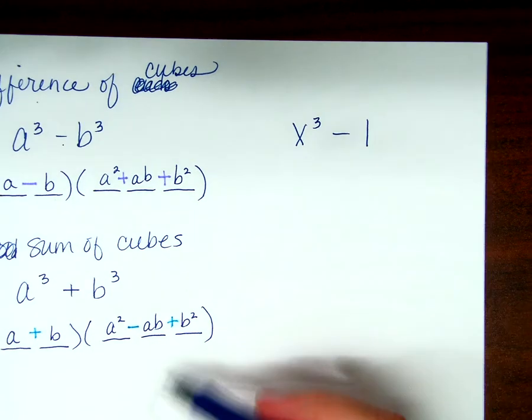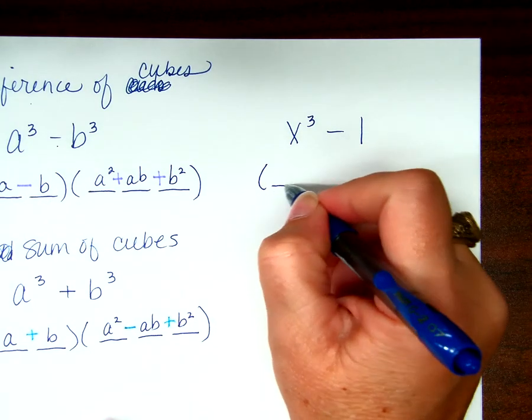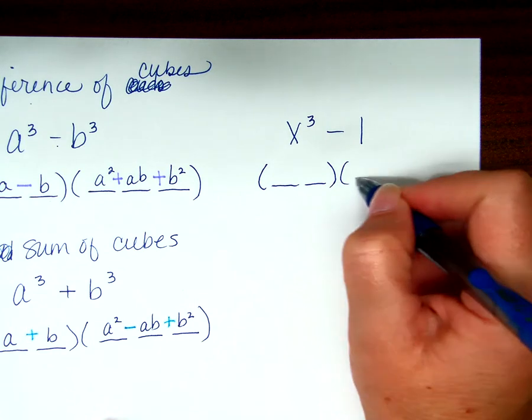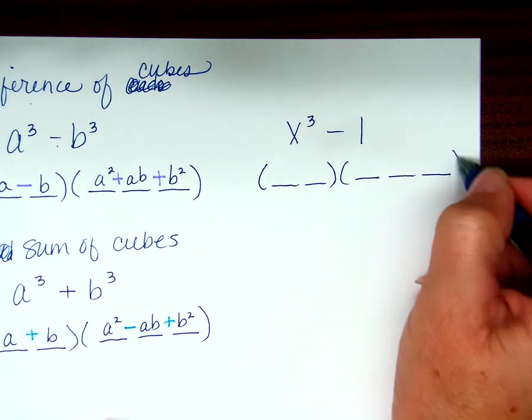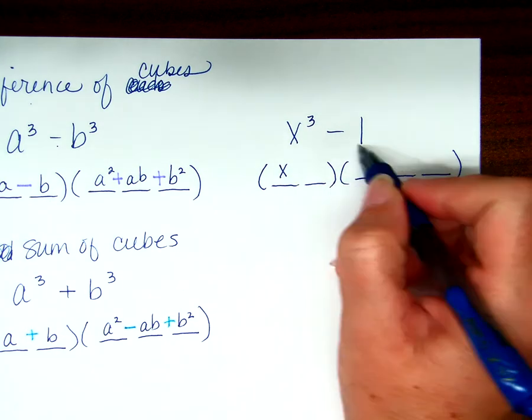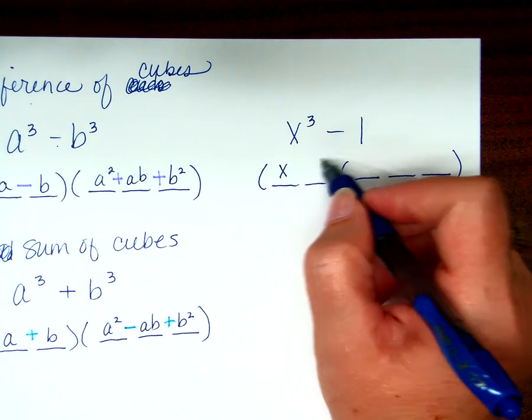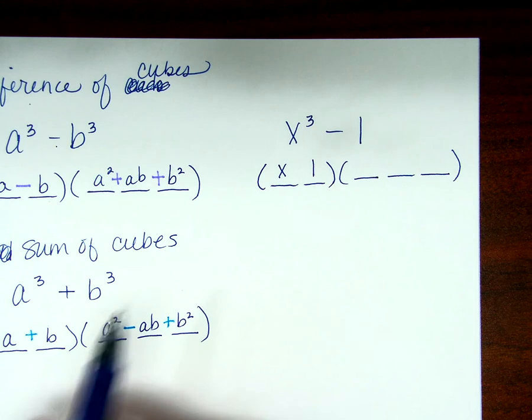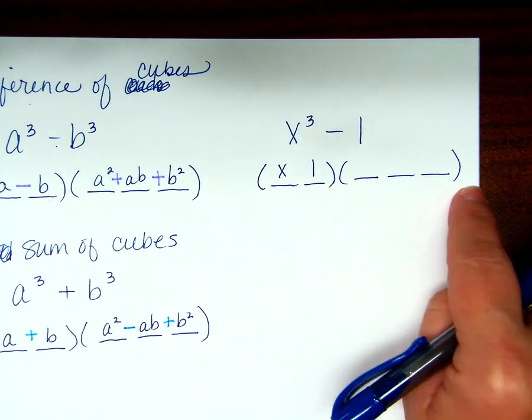Here's the problem. Well, what does my binomial look like if that's the problem? What's the cube root of x cubed? X. What's the cube root of 1? 1. Now that I have my binomial, let's fill in the trinomial.